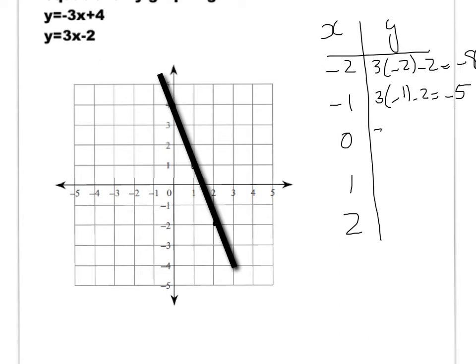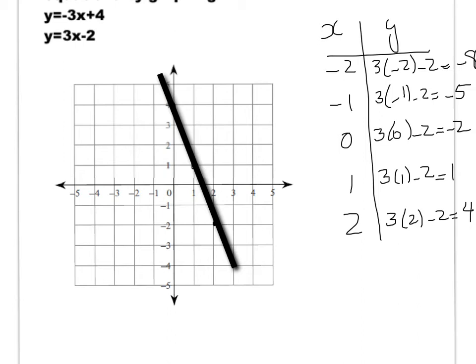The next one is 0, so I get 3 times 0 minus 2, which gives me minus 2. The next one is 1, so I get 3 times 1 minus 2, which gives me 3 minus 2, which is 1. And the last one, 3 times 2 minus 2, which is 6 minus 2, which is 4.